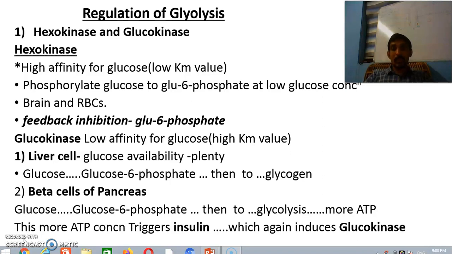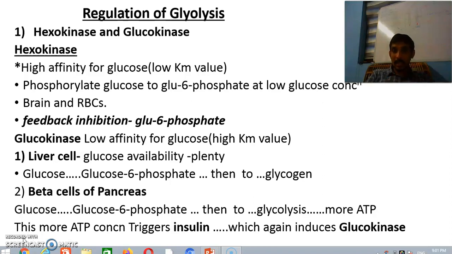mechanism. And one more thing: if a cell produces more energy by conducting more glycolysis, then the cell gets saturated with energy. If the cell attains a sufficient amount of energy, that is ATP, then the cell does not need to carry out glycolysis because it already possesses a lot of energy. During that condition, it needs to stop glycolysis.